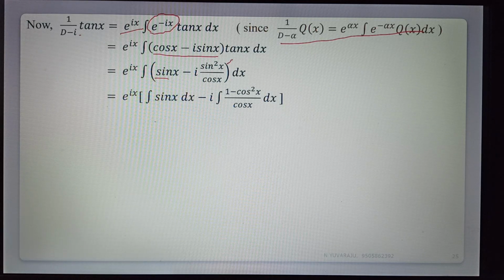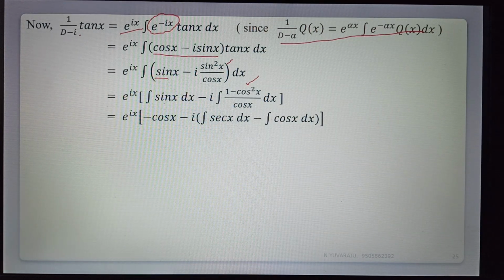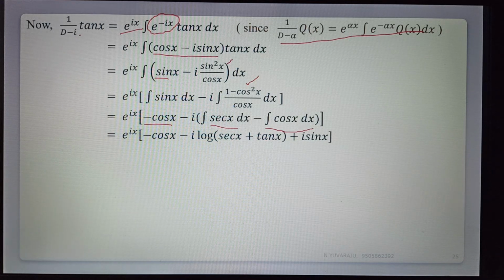So separating the integration, e power ix into integration of sin x dx minus i into integration of sin square x, which can be written as 1 minus cos square x by cos x, into dx. Integration of sin x dx is minus cos x, minus i into, because of dividing, integration of 1 by cos x, secant x dx, and integration of cos square by cos, that is cos x dx. That is equal to e power ix into minus cos x minus i into integration of secant x, log of secant x plus tan x.